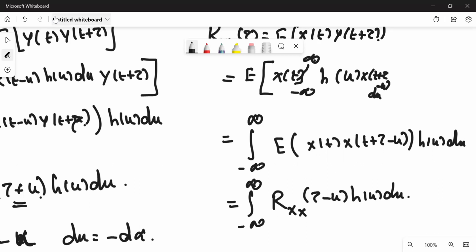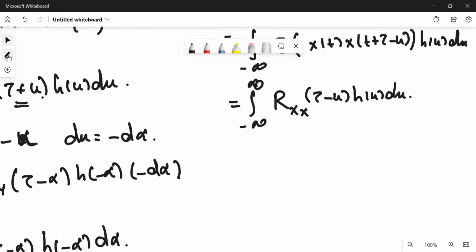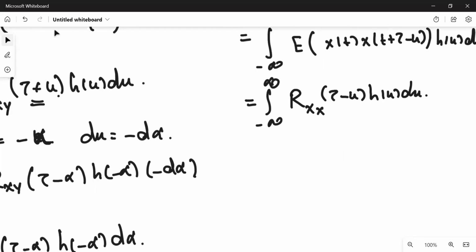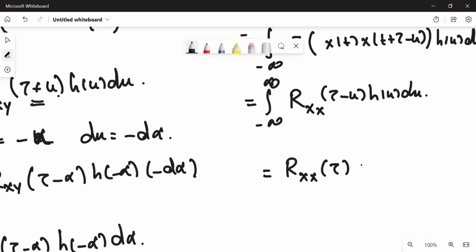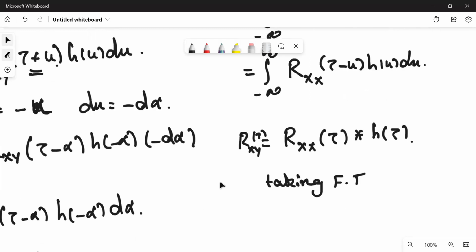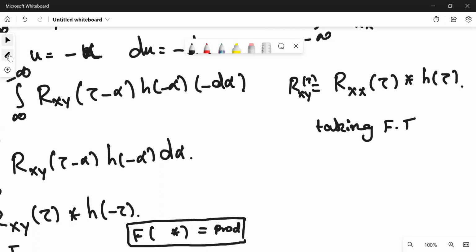So this resembles the convolution formula. By the definition of convolution, the integral from minus infinity to infinity of rxx of tau minus u, h of u du is nothing but the convolution of rxx of tau and h of tau. Very good. So on the left we started with Rxy of tau. Taking Fourier transform on both sides, Rxy of tau becomes, since the Fourier transform of R is S, Sxy of omega, which is equal to the Fourier transform of a convolution of two functions, nothing but the product of its transforms. So the transform of rxx is Sxx of omega into the Fourier transform of h of tau, nothing but H of omega. Mark it as equation number 2.